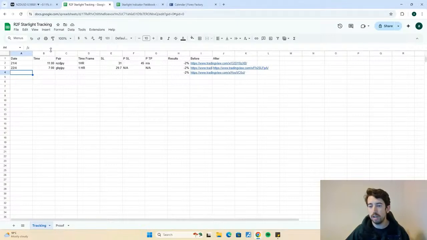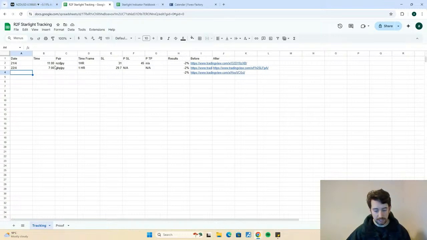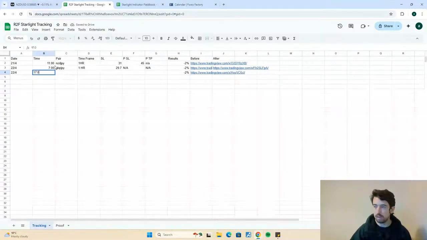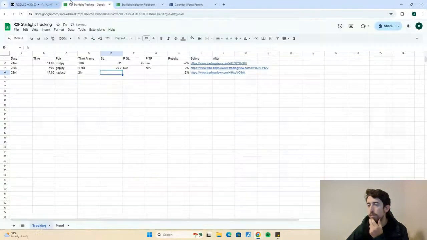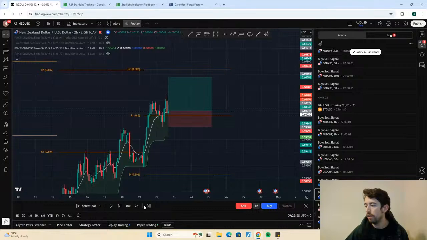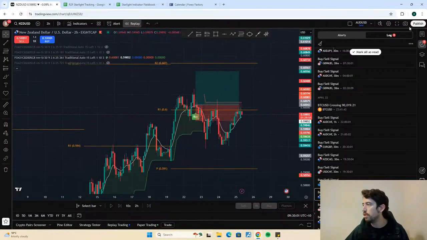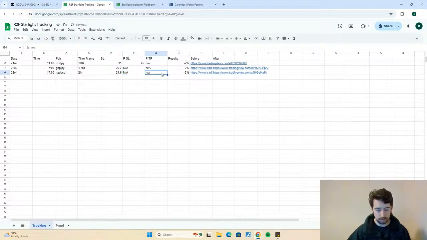Yeah, exactly right. Cool. So time is 1700 on the 22nd of the 4th. 1700 NZD USD. We're on the 1 hour. No, we're on the 2 hour. Stop loss is 24.6. Possible stop loss. Well, there is no stop loss. There's nothing there. N/A. If we go forwards, yep. Do this, capture this, put this in here. So possible TP is a nothing. N/A.